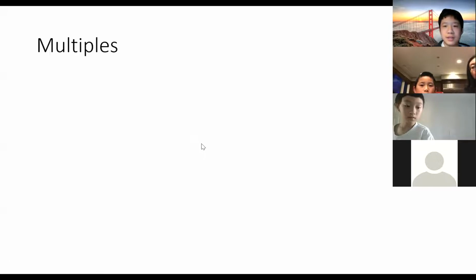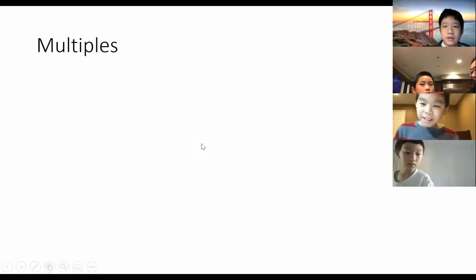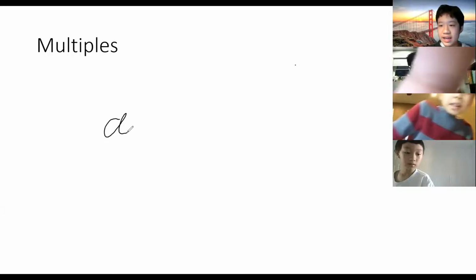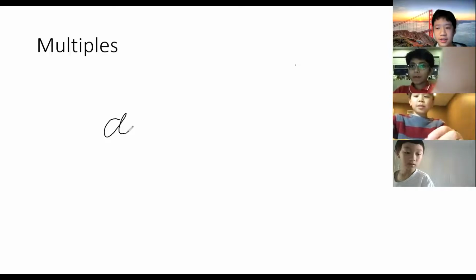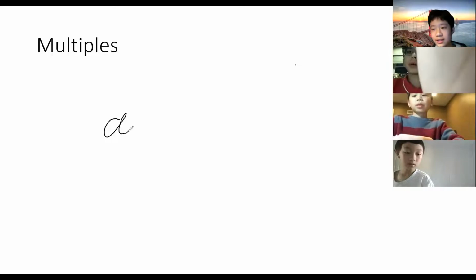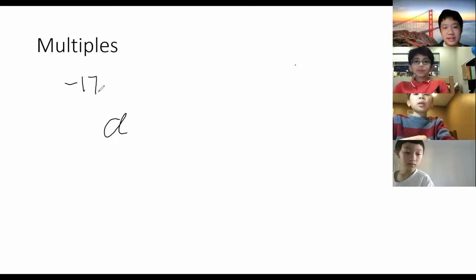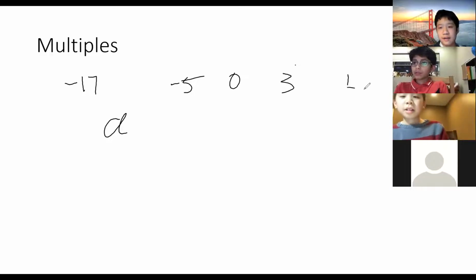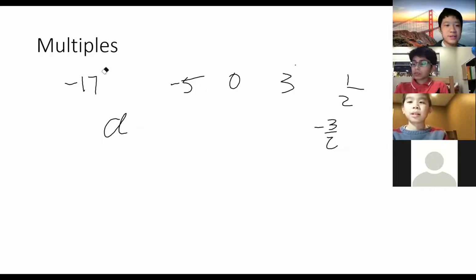Okay, so let's start with multiples. So what are multiples? Well, the definition of a multiple is that if we have some number a, and this number a has to be an integer, okay? If you don't know what an integer is, a whole number, but that includes the negative numbers and 0. So that means we can have negative 17 as an integer, negative 5, 0, 3, but not 1/2, not anything like negative 3/2 either, okay? So those are all integers.